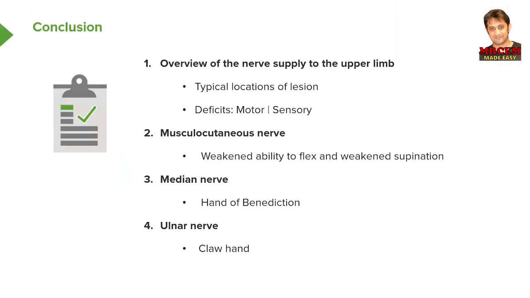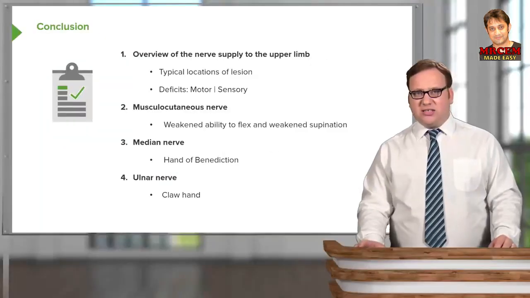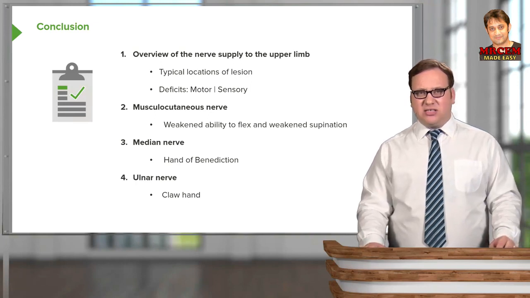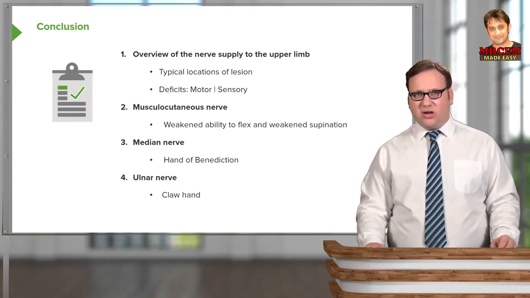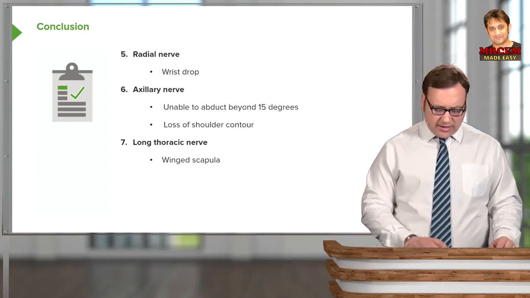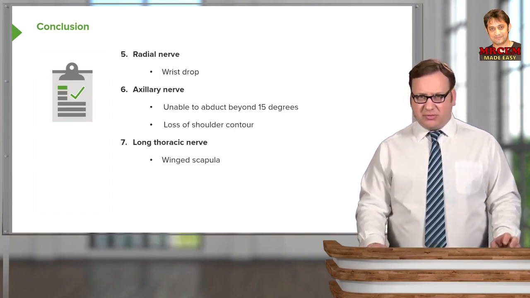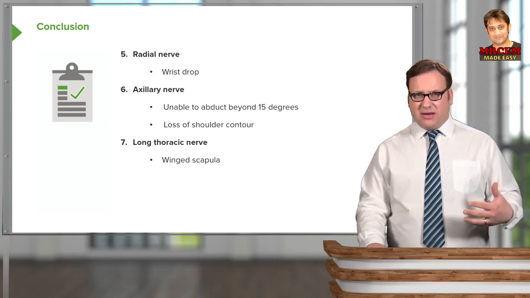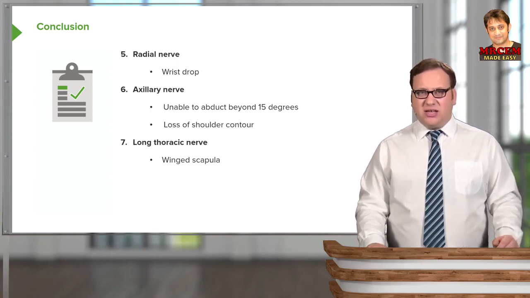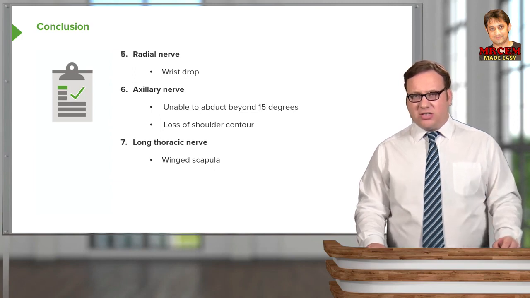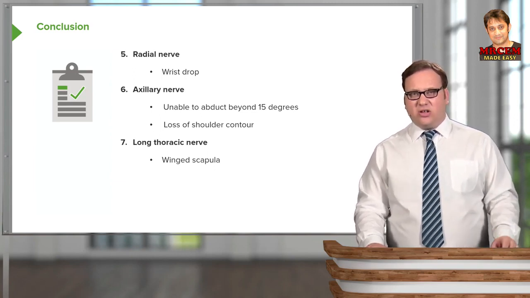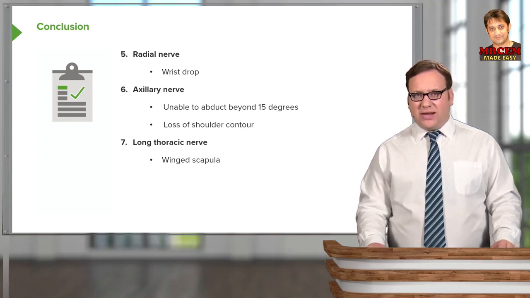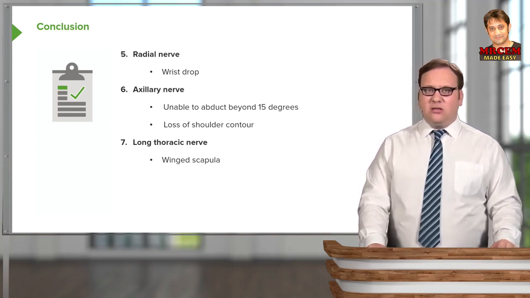So in this lecture we've looked at the general nerve supply to the upper limb and some typical locations of lesions, and then looked at their motor and sensory deficits. We looked at the musculocutaneous nerve and the deficits with damage to this nerve. We looked at the median and ulnar nerve with hand of benediction and claw hand. We then looked at the radial nerve and wrist drop, and the axillary nerve, the ability for damage to this nerve to lead to failure of abduction beyond 15 degrees and the loss of shoulder contour. And then we looked at winged scapula in relation to damage to the long thoracic nerve.